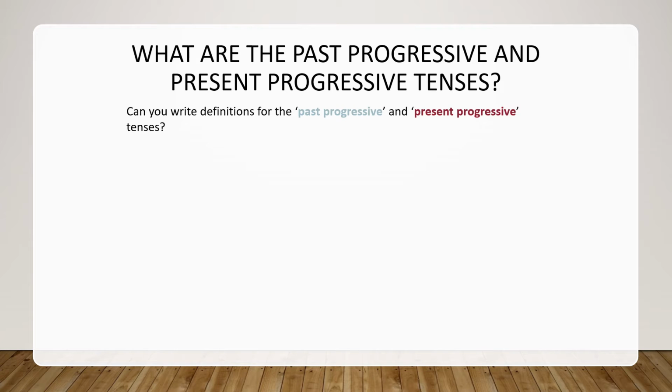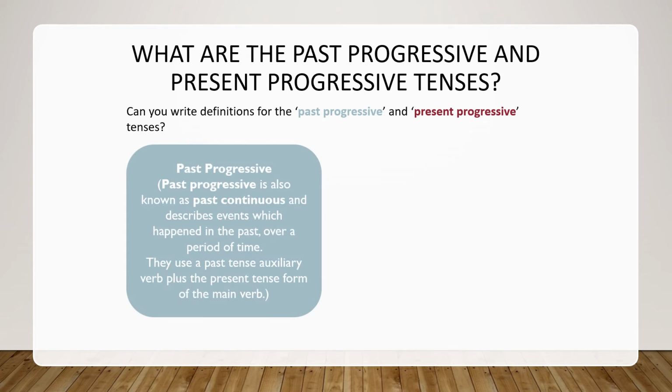What are the past progressive and present progressive tenses? Can you have a go at writing definitions of these? If not, here are some to help you. Past progressive is also known as past continuous and describes events which happened in the past over a period of time. They use a past tense auxiliary verb plus the present tense form of the main verb.